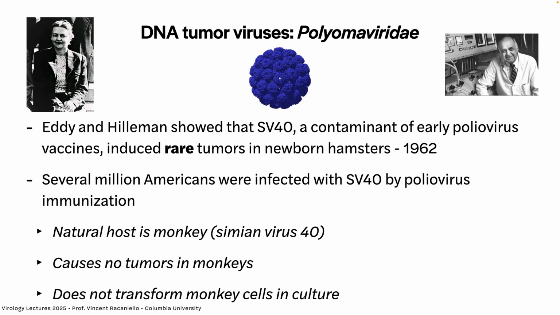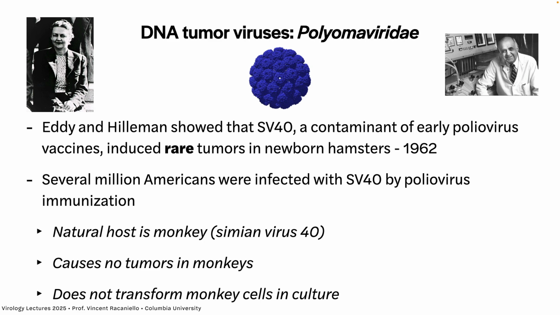Another DNA tumor virus, SV40, which you've heard about a lot, was discovered by Eddy and Hilleman in the 1950s, actually 1962, as an early contaminant of poliovirus vaccines, which we didn't know was there. We got rid of it right away. And several million Americans were infected with the virus after polio immunization. No evidence that it causes any tumors in humans.